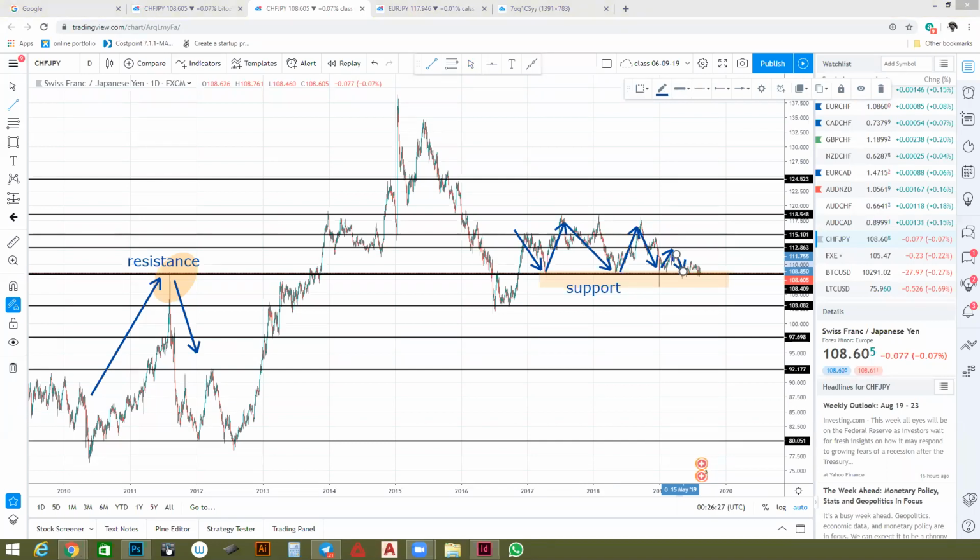Oh, you found the culprit. There you go. So you see how price came here multiple times and rejected it? That's support. Price is sitting on top of this point and it's hitting it and turning around. This happens on every time frame, on every scale, over and over and over again.